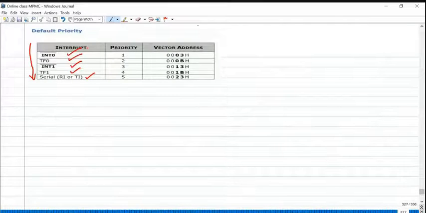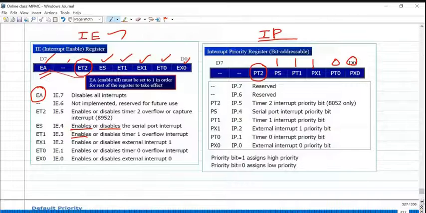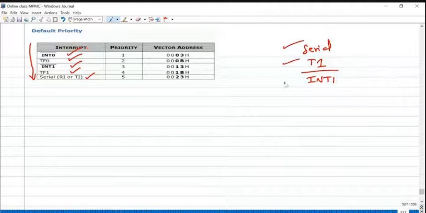Now check. Serial we have given, and then timer 1 we programmed as highest priority, and INT1. All three are given highest priority. Suppose while writing the program, we have written the code in this way.